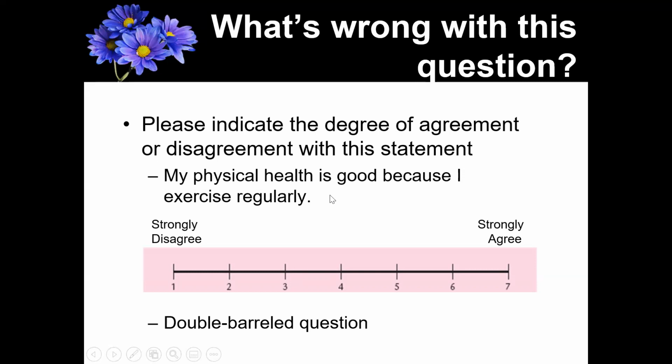It'd be very difficult to know how someone is going to respond to this. So, my physical health is good because I exercise regularly. Well, what if their physical health is good, but not because they exercise regularly, but because of some other reason? That's not really clear, and you can't really parse out those two things from this question. So asking two things at the same time is obviously bad, because it's really unclear what's going on there. Or again, the other way might be, maybe they exercise regularly, but that doesn't impact their physical health, or at least they don't think it does.